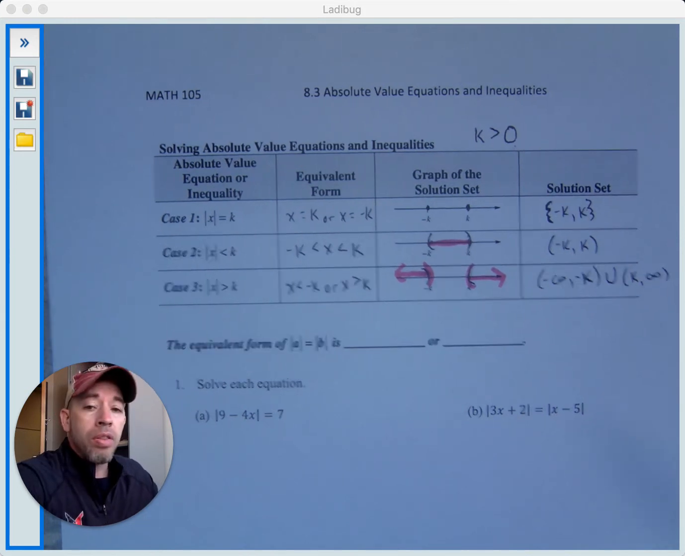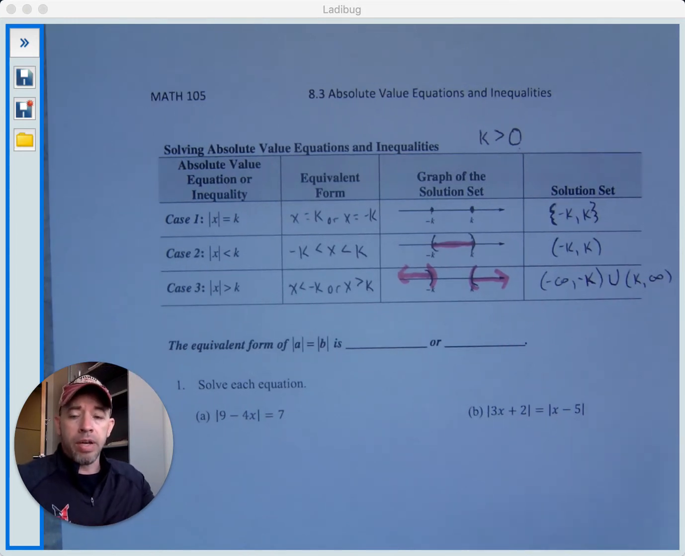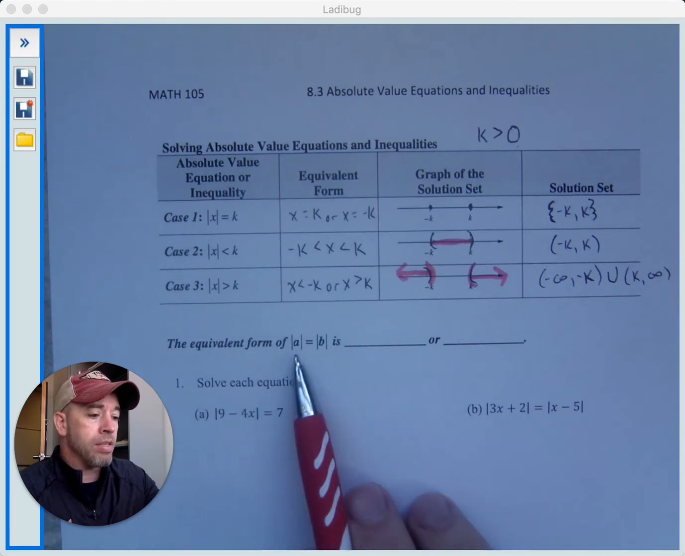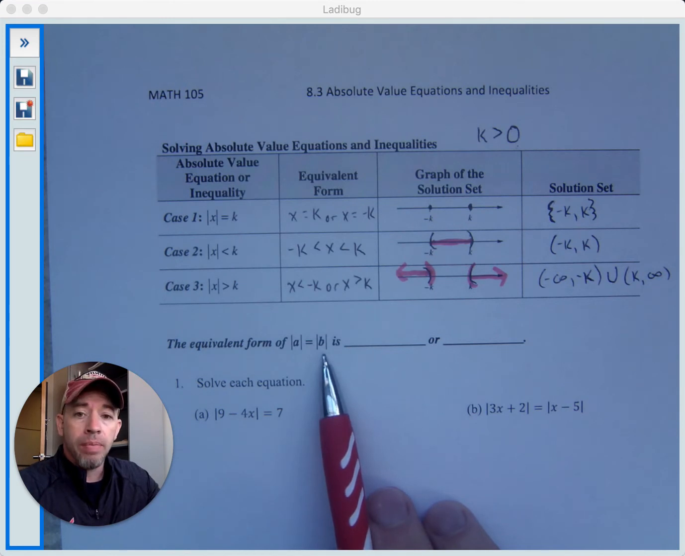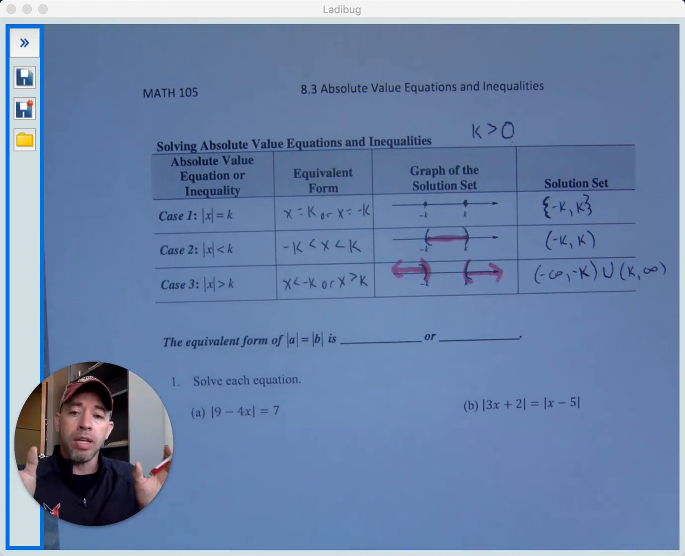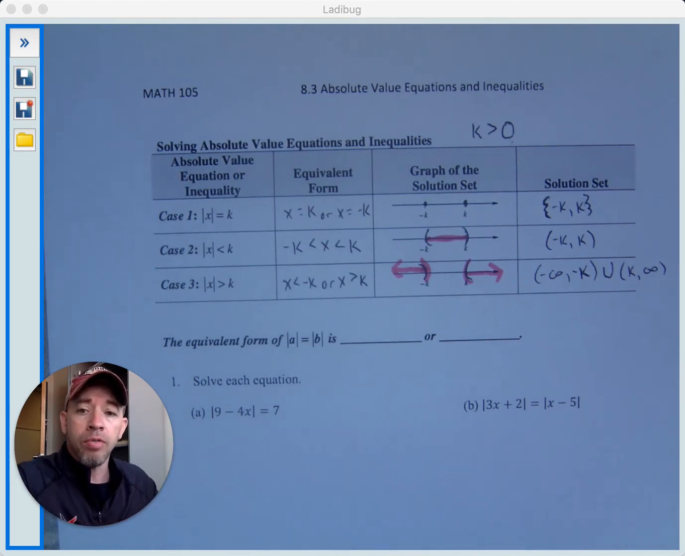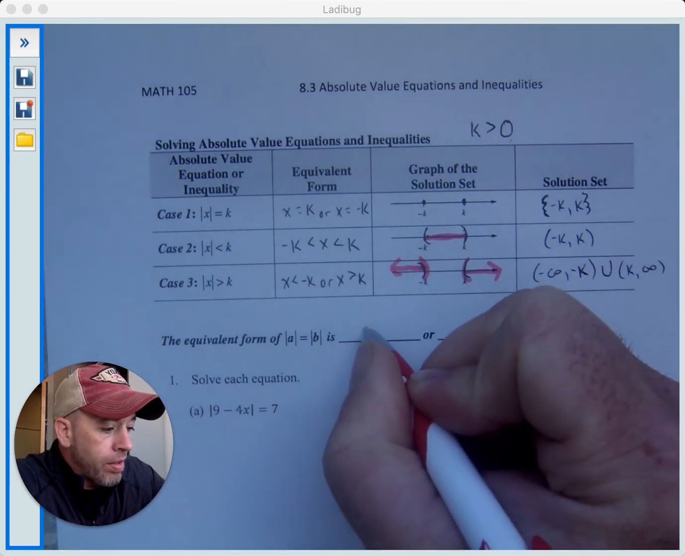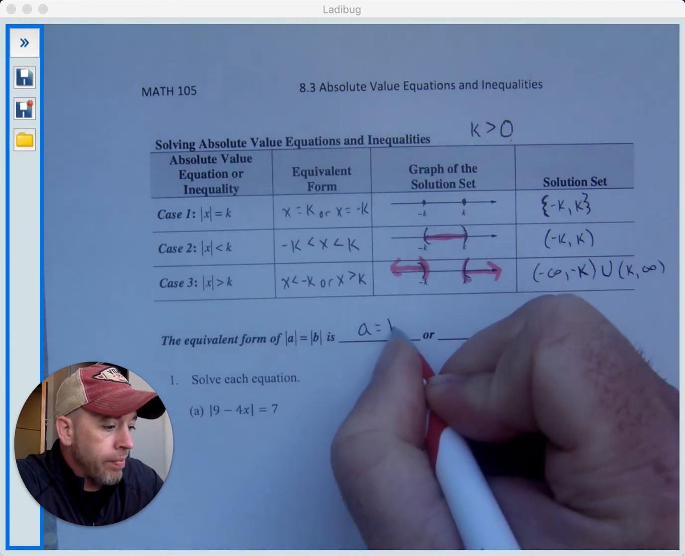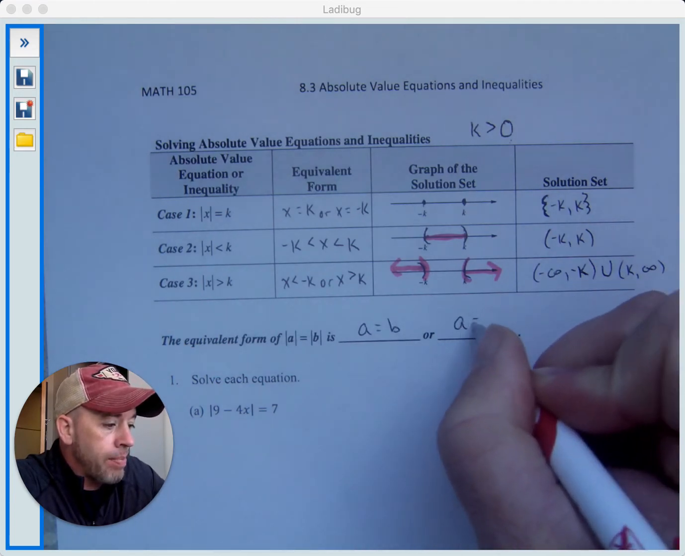Now, there is another thing that could happen. You could have the absolute value of one expression. So if A is an expression, and we have the absolute value of that expression equal to the absolute value of another expression B, then if we have two expressions, both in absolute value, set equal to each other, we can write an equivalent form of either A equals B or A equals the opposite of B.